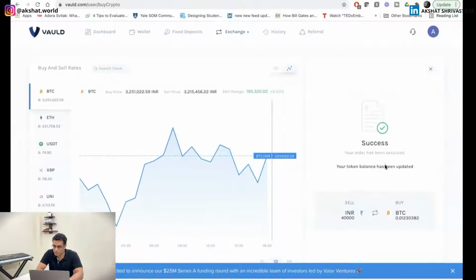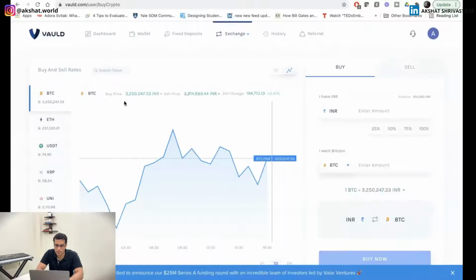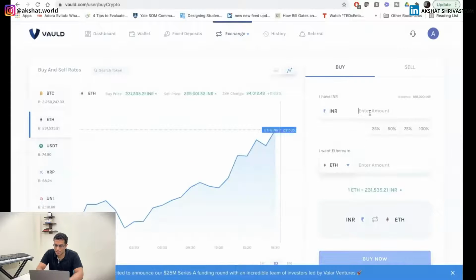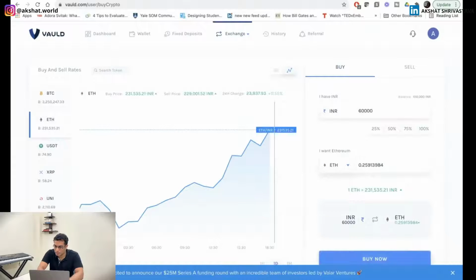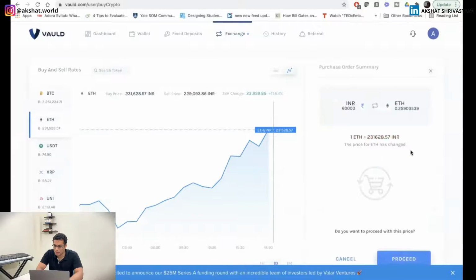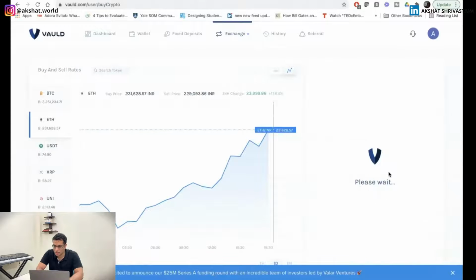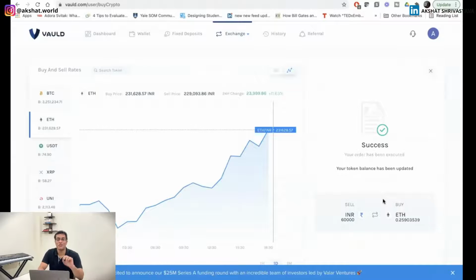So your order has been executed. I bought 40,000 of Bitcoin and let me now buy 60,000 rupees of Ether. I press the buy button and the order gets executed. Okay, so Ether has changed. It will definitely show the current price. So it's success and it is done. I have invested 1 lakh in front of you very transparently.